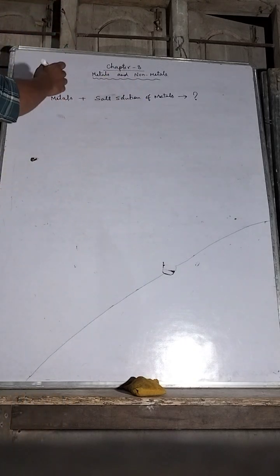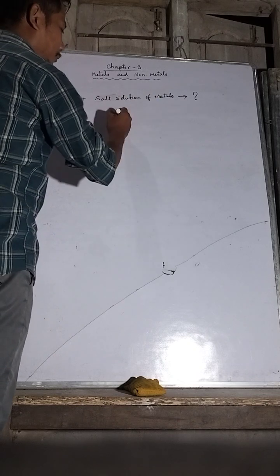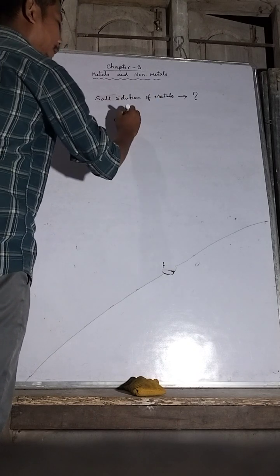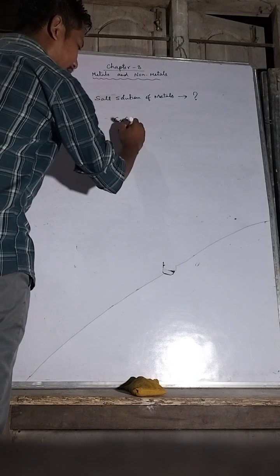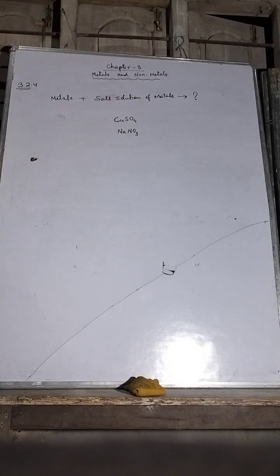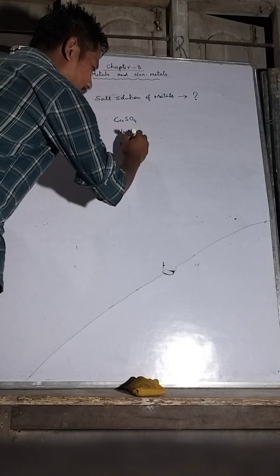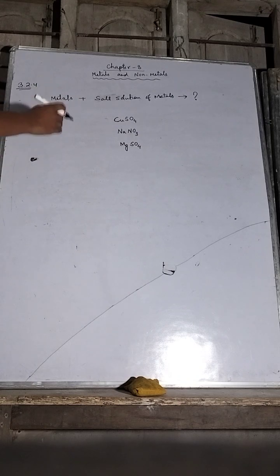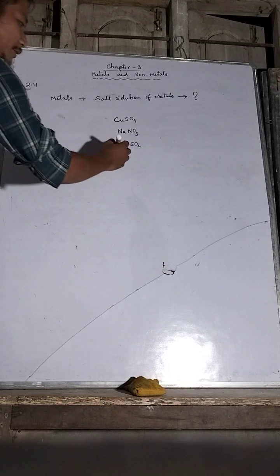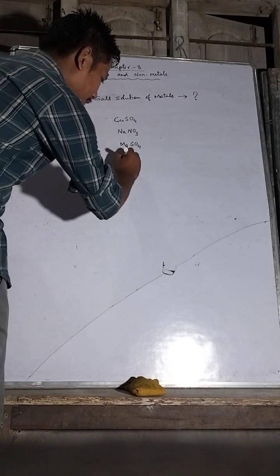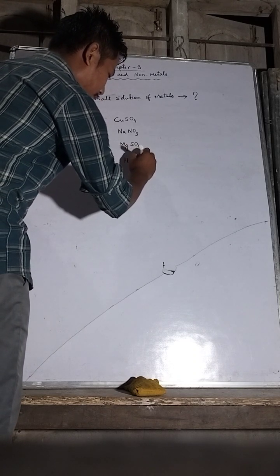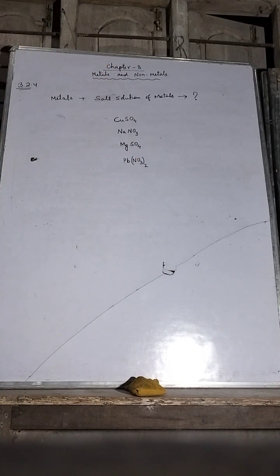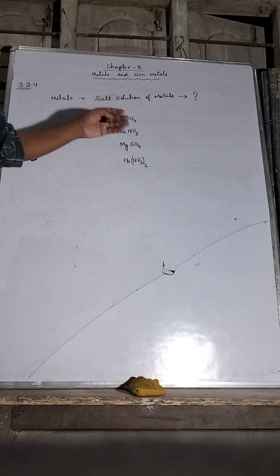So if we see about the salt solution of metals, salt solution like one of the metals like copper sulfate, sodium nitrate, NaNO3. So this is a salt solution. Again, can you give me magnesium sulfate? It is a salt solution of metal. Again, if we see lead nitrate, Pb(NO3)2. So it is a salt solution. So what happens when we react them with the metal?